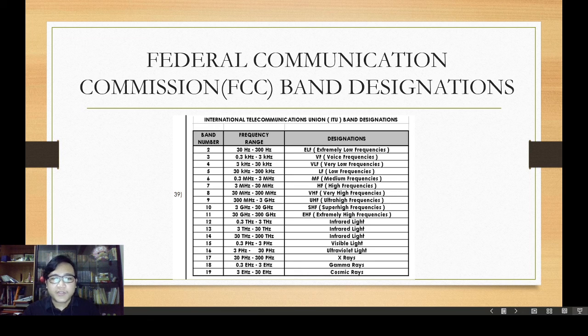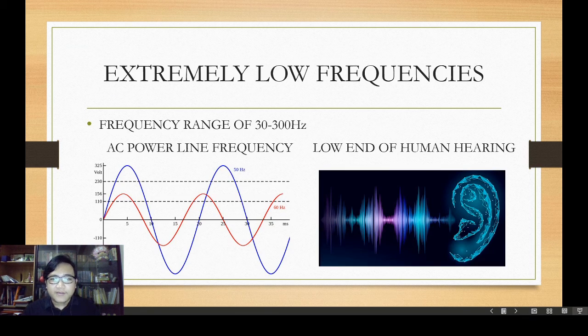Federal Communications Commission band designations. This is the table of different frequency ranges. Extremely low frequencies: frequency range of 30 to 300 hertz. AC power line frequency is an example of it. As you can see, 50 hertz uses 220 volts to 240 volts, and the 60 hertz uses 110 volts to 127 volts, as well as the low end of hearing, which is 20 hertz.